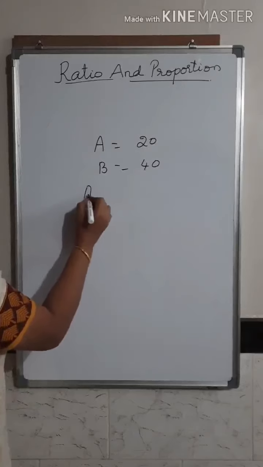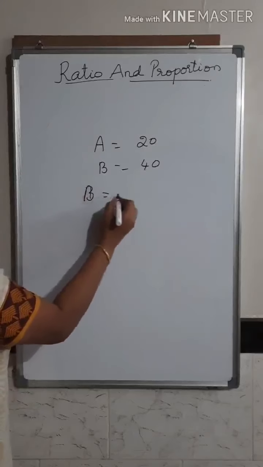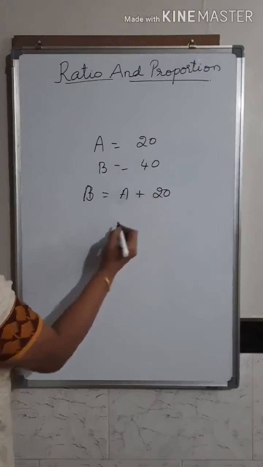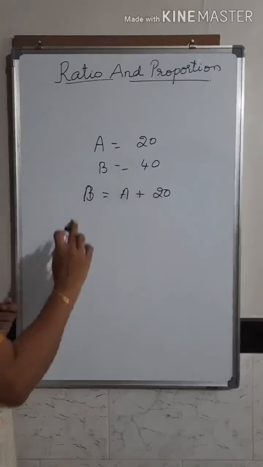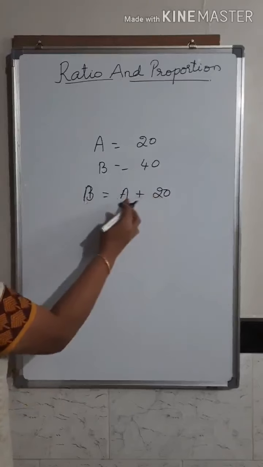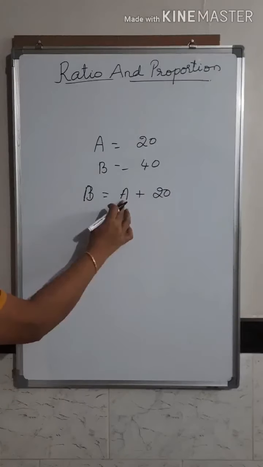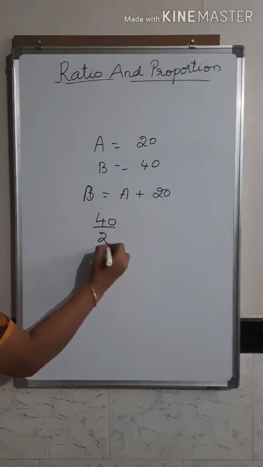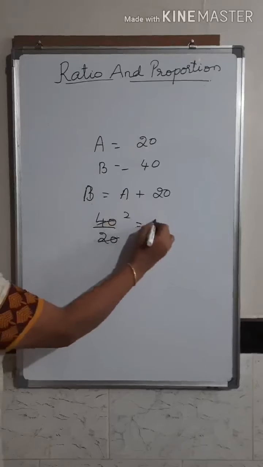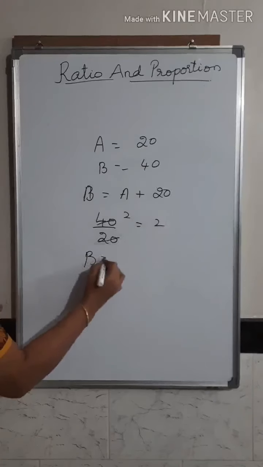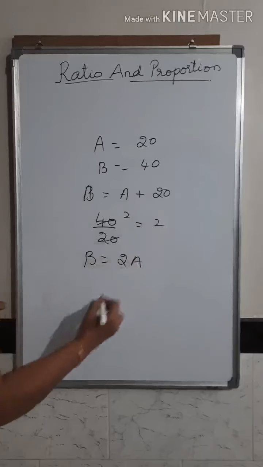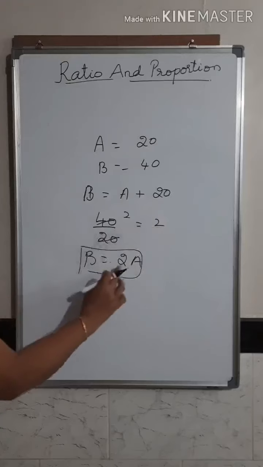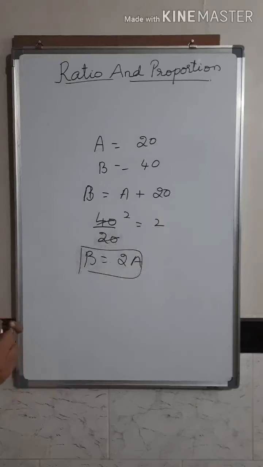Now I can tell that the student B has scored 20 marks more than what the student A has scored. So this is one type of comparison. The other type of comparison is when I divide 40 by 20, I'll get it as a 2. So I can tell that B has scored 2 times the marks scored by A. So this type of comparison made by dividing or by multiplying, you call it a ratio.